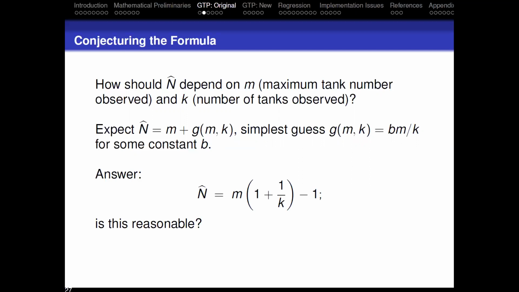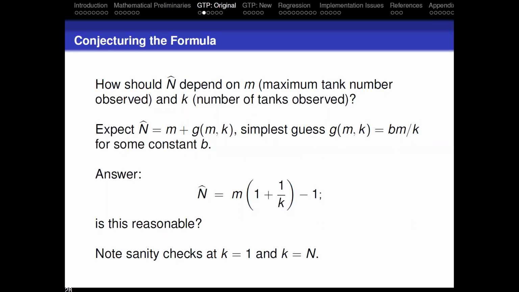The actual answer is very close to that. And so for the actual answer, our best guess n hat is equal to m times 1 plus 1 over k minus 1. So basically b equals 1, and there's a little bit left over. If you want to see if something is reasonable, it's always a good idea to look at extreme cases. As was remarked a moment ago, if we only observe one tank, our best guess is it's in the middle. So we would expect it to be around n over 2, so we should double it. And when k equals 1, we see, yes, we are doubling.